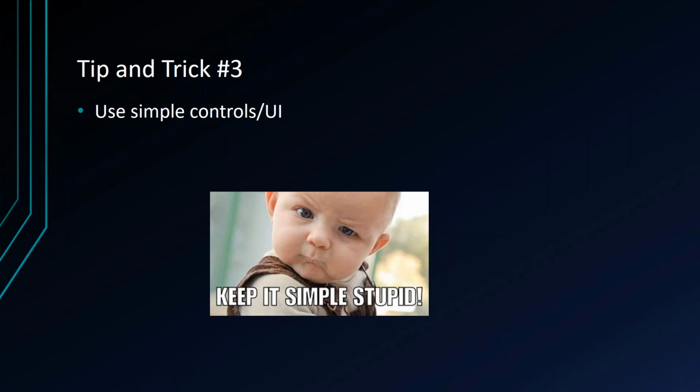The easiest way to make your apps accessible, like on this screen we're looking at, is to use the simple, basic controls, because those work out of the box with accessibility for the most part.